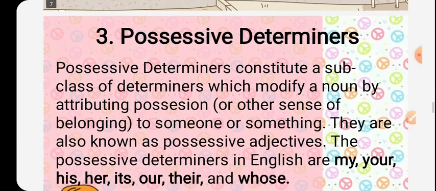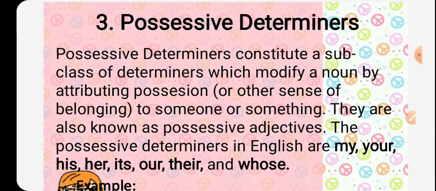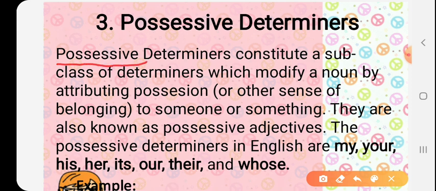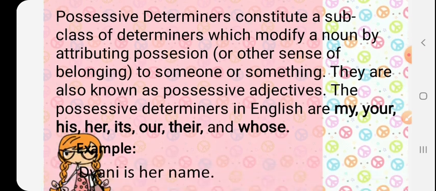Next category is possessive determiners. Now possessive determiners, again, in them the question is about ownership. They are also known as possessive adjectives, because when used before the noun they also describe its quality. So we just have to see the possessive determiners in English. They are my, your, his, her, its, our, their, and whose.